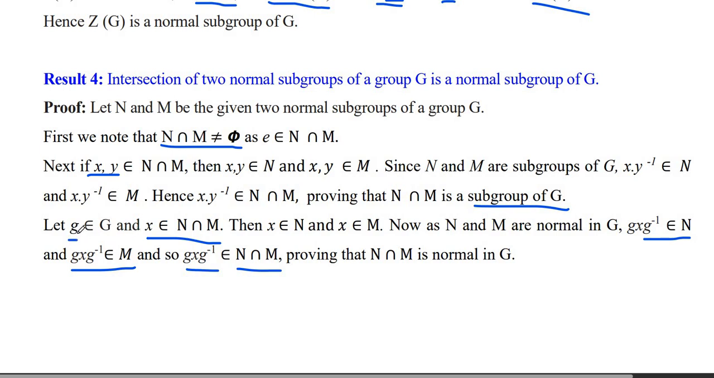Now to prove the normality condition, we consider g in G and x in N intersection M. Because x is in N intersection M, it has to be there in N as well as in M. Now as N and M are normal in G, gxg inverse should be in N as well as in M, so it must be there in the intersection. So that proves that N intersection M is normal in G.